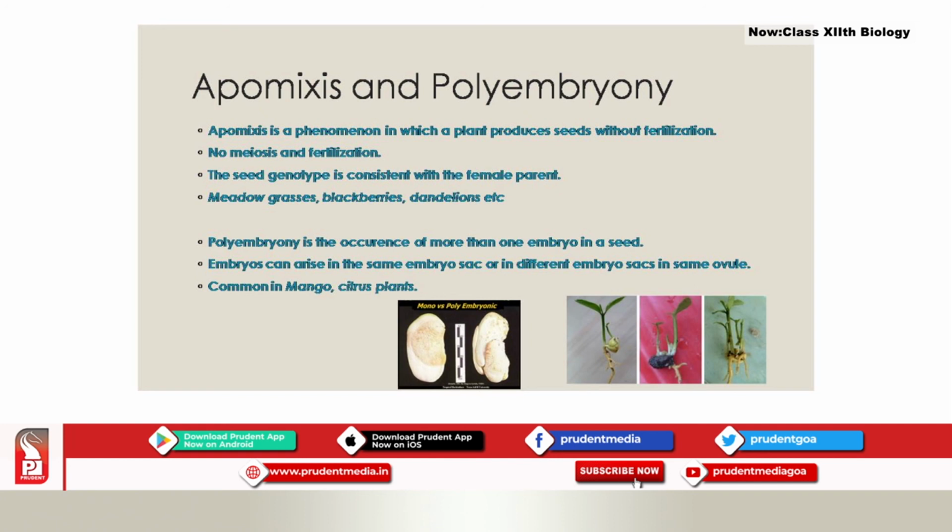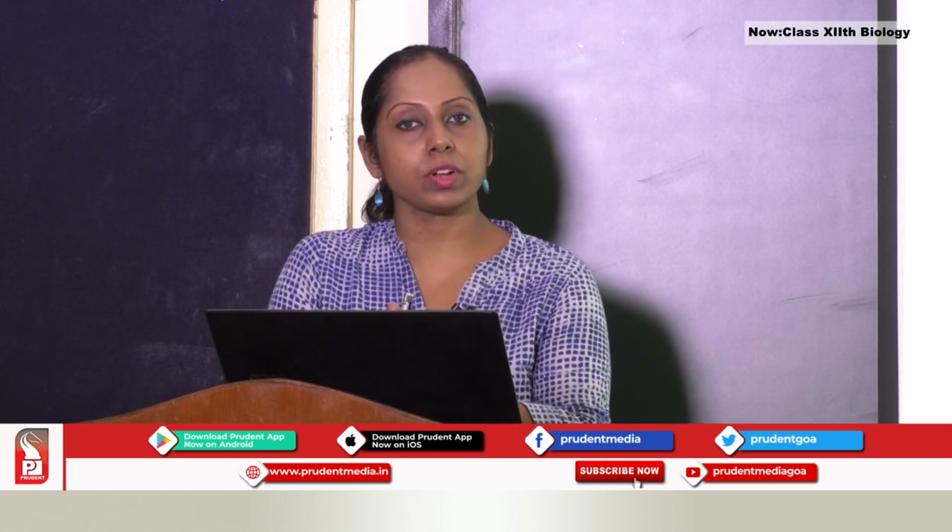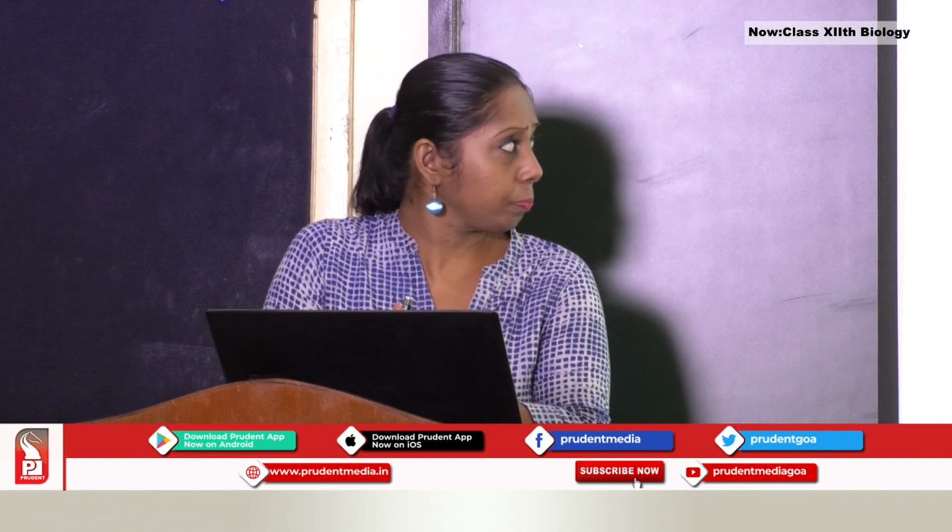Rarely it is also found that some of the nucellar cells enter the embryo sac, they pierce through the embryo sac and get transformed into embryos, resulting in polyembryony. Okay. So it is commonly found in mangoes and citrus plants. This is what we have seen now in this chapter, sexual reproduction in flowering plants.